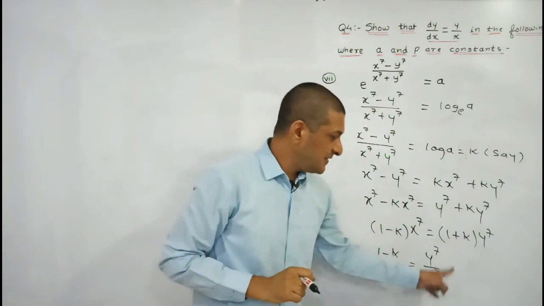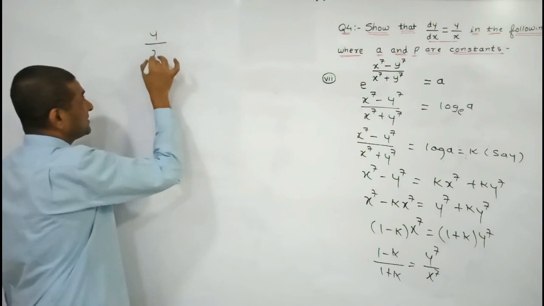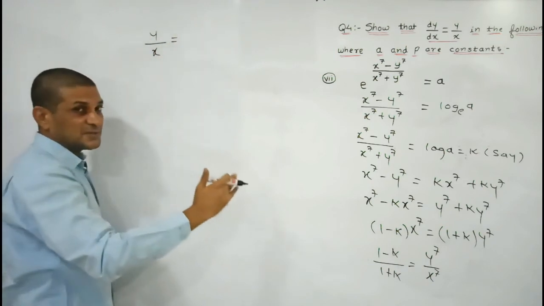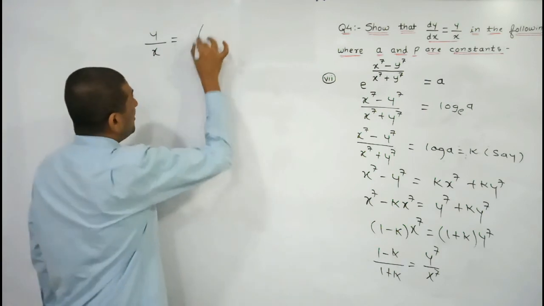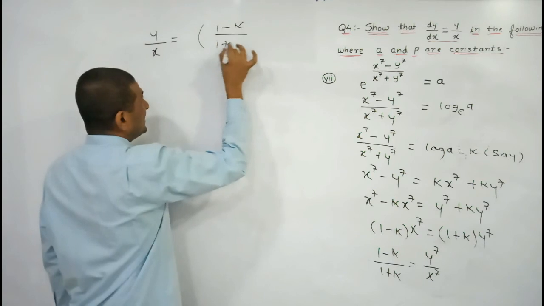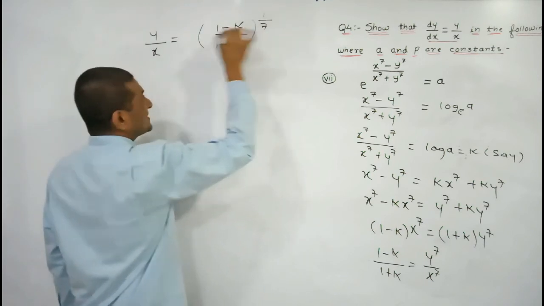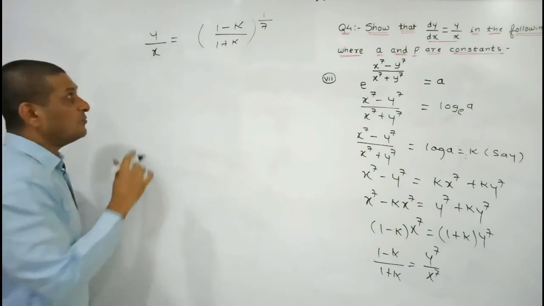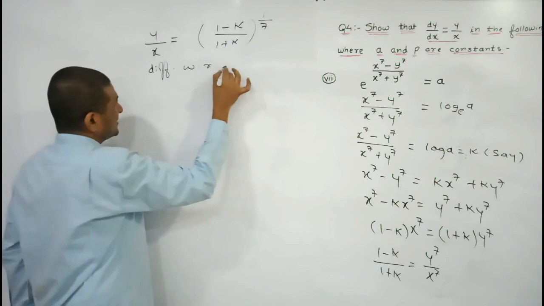If I take the 7th root of the right hand side, the 7 will get eliminated and the remaining term is y by x. Since we have taken the 7th root on the right hand side, take the 7th root of the left hand side too, so on the left hand side we will get 1 minus k divided by 1 plus k raised to power 1 by 7. Now we are differentiating it with respect to x.